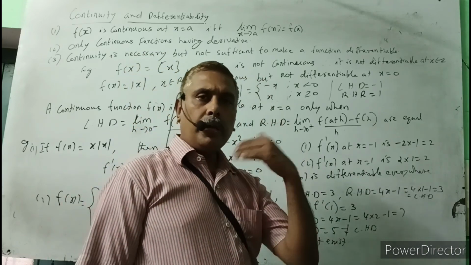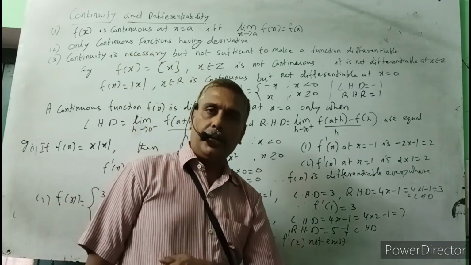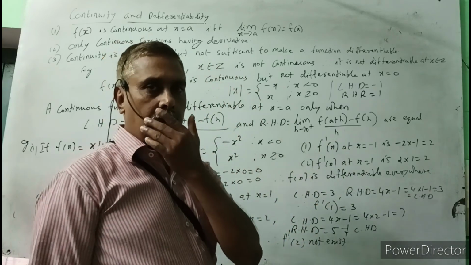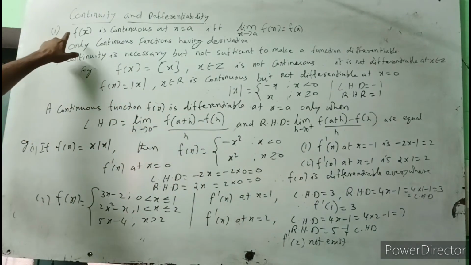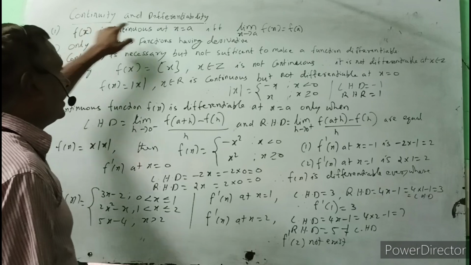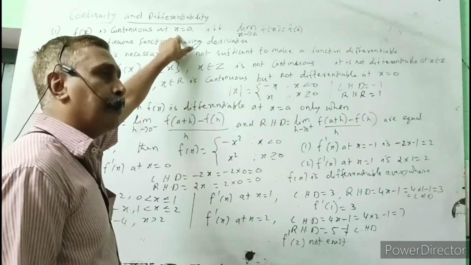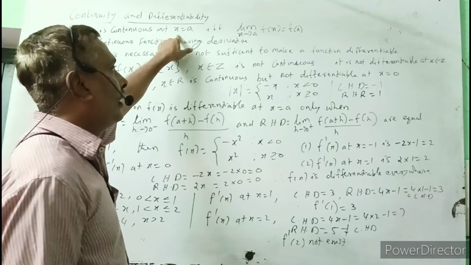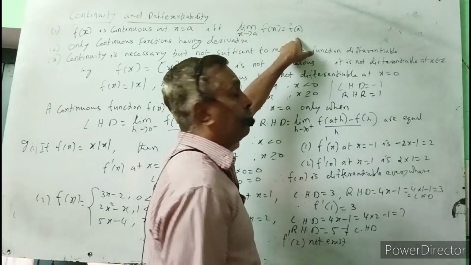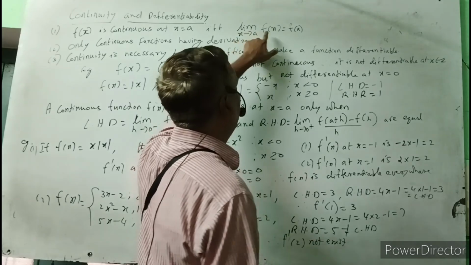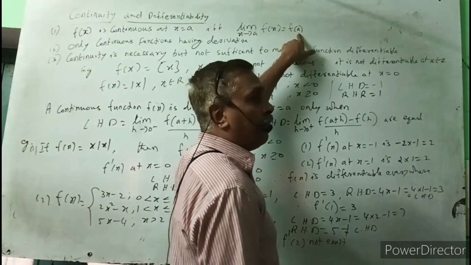So how can you check, without drawing the graph, whether a function is continuous or not? That method is written here. A function f of x is continuous at a point. You can check continuity at a point only. Only when the limit as x tends to a of f of x and f of a are the same. The limit as x tends to a of f of x, which we studied in the last section, and f of a are the same.